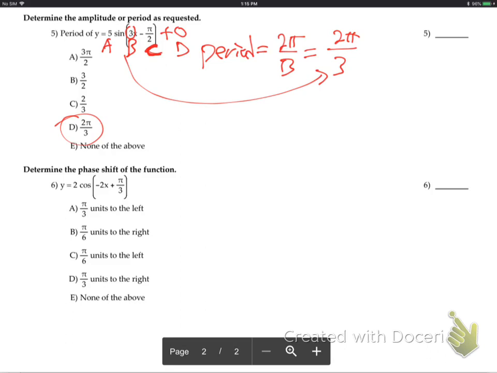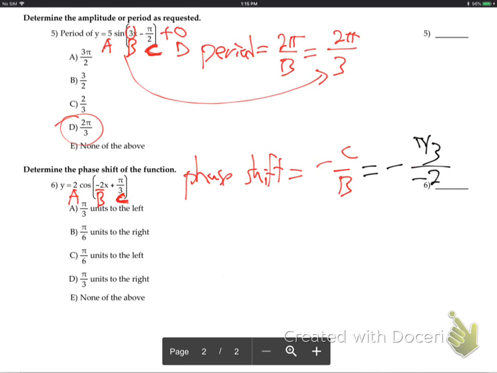All right, so then number 6 says determine the phase shift. Again, this is A. B is -2. C is pi over 3. So phase shift, if you have that formula written, it's negative C over B. Phase shift is negative C over B. So it's going to be negative. And what's C? Pi over 3 over B, which is -2. You all good to there? So negative in the front, pi over 3 over -2.